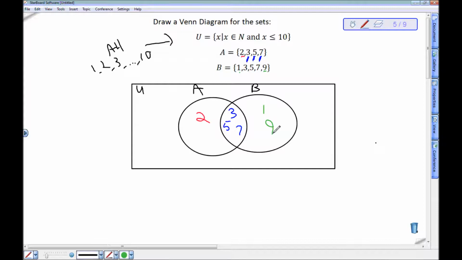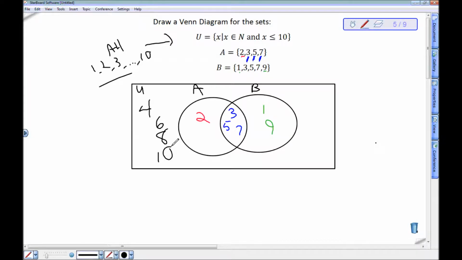And the last thing I do is I say, what am I missing from the universal set? This universal set's pretty nice, so I can just kind of count. I see 1 over there in B, 2 is in A, 3 is in the middle, but I'm missing 4. 5 is in the middle. I'm missing 6. 7 is in the middle. I'm missing 8. 9 is over there in B, and I'm missing 10.